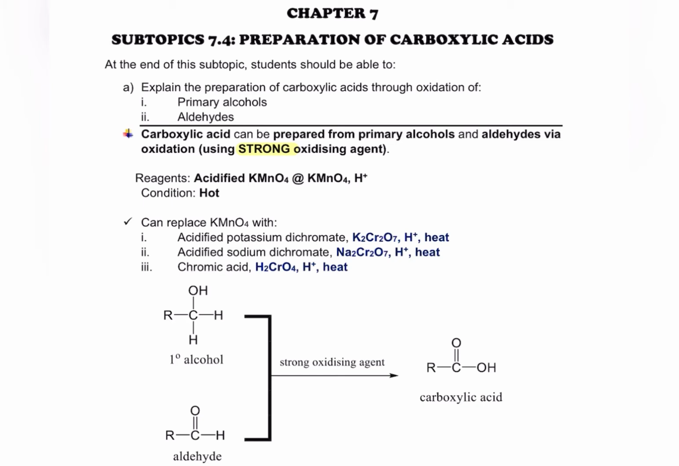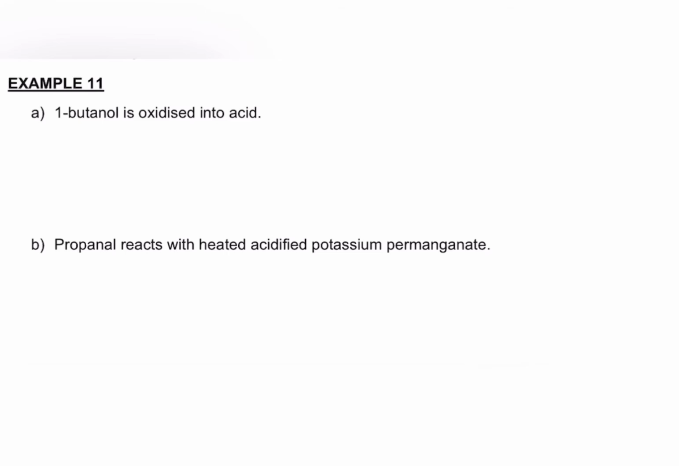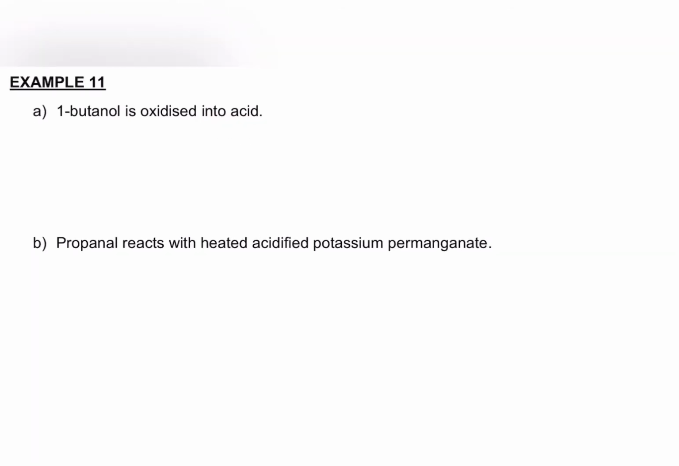So I'm going to explain the rough idea about primary alcohols and aldehydes when they undergo oxidation reaction by using strong oxidizing agent. It will straight away form carboxylic acid as your product. So what I have here, example 11, I'm going to show you how to prepare acid from alcohol. So we have 1-butanol oxidized into acid. So I'm going to write the chemical equation.